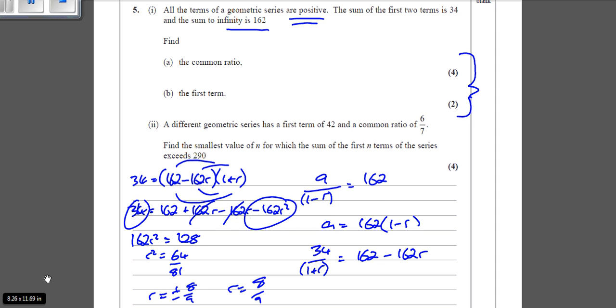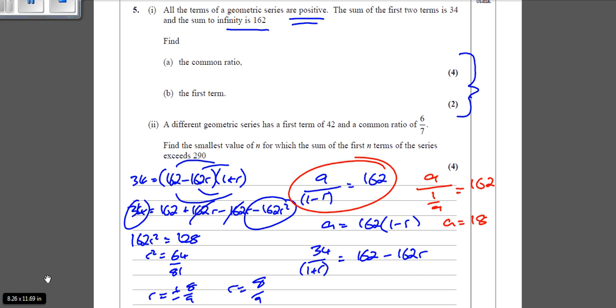So if we then substitute it into this here, we don't know what a is, but a over 1 minus 8 ninths, so that's divided by 1 ninth, equals 162. So now what we can do is times both sides by 1 ninth. So 162 times by 1 ninth, or divided by 9. So a will equal 18. And that's going to be the first two things there.